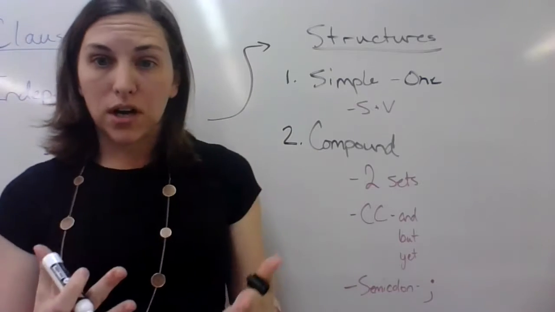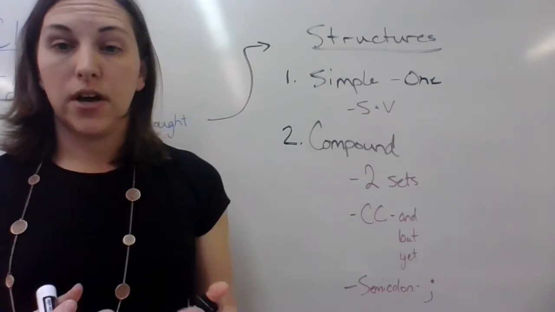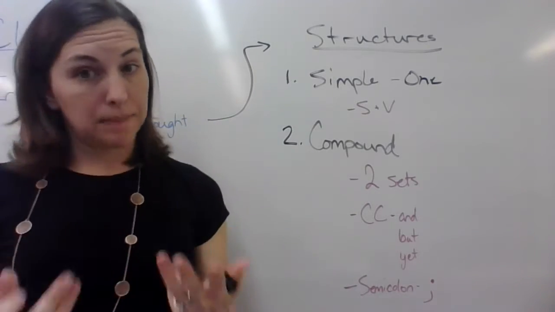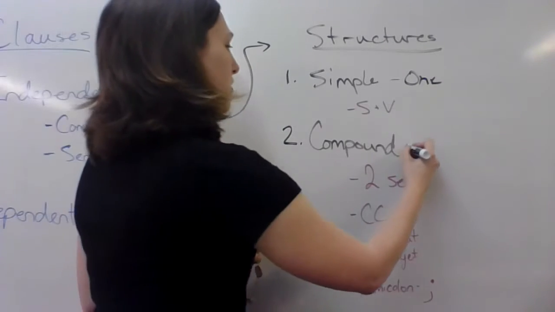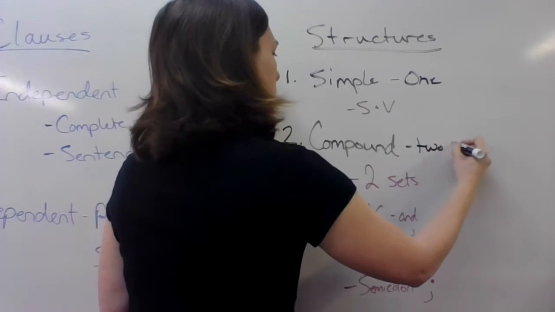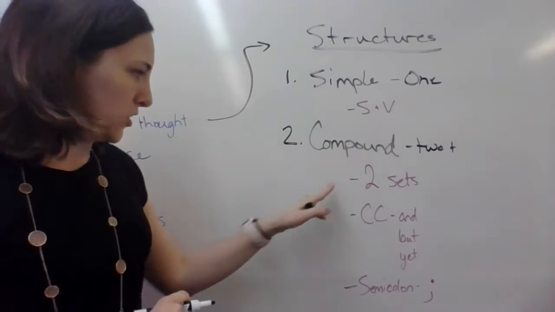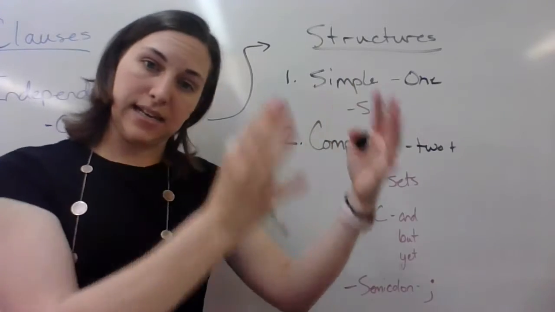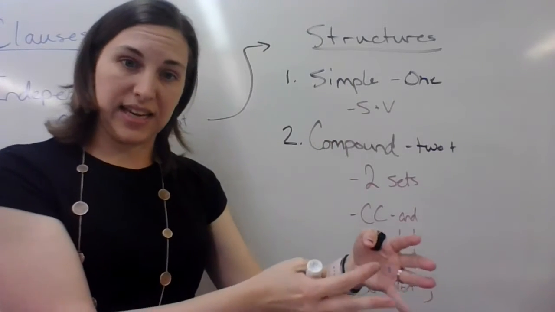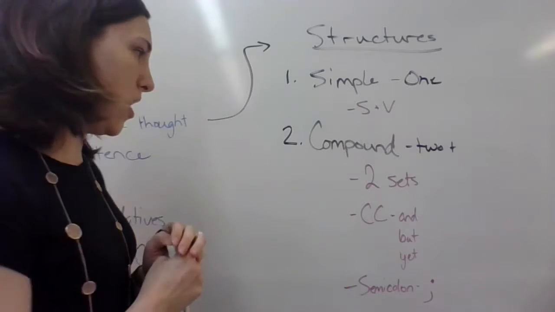Compound, hopefully you remember what compound means. It's made up of two or more. Okay, you have compound subjects, compound verbs, and of course compound sentences. So that is two or more. It's two sets. So you would have: mom went to the store and dad stayed at home to watch the kids. Two separate things going on.